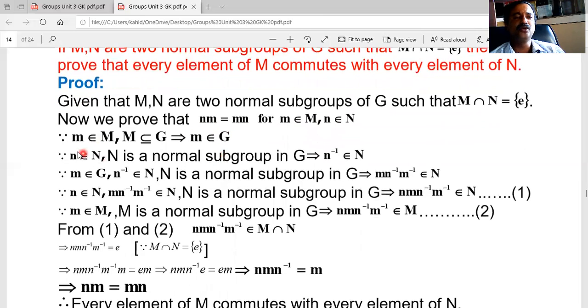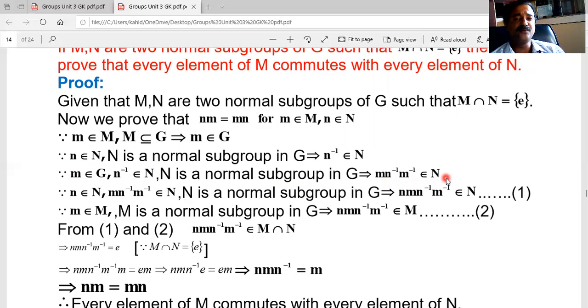Okay, right. Students, we know that small m belongs to capital M and capital M is in G, the big set G. And small m belongs to capital M and M is contained in G, means small m belongs to G. And small n belongs to N, and N is a normal subgroup of G, means by the inverse law n inverse belongs to N. Now m belongs to G, n inverse belongs to N, and N is a normal subgroup of G. By the definition of normal subgroup, here the big set is G, m n inverse m inverse belongs to N.